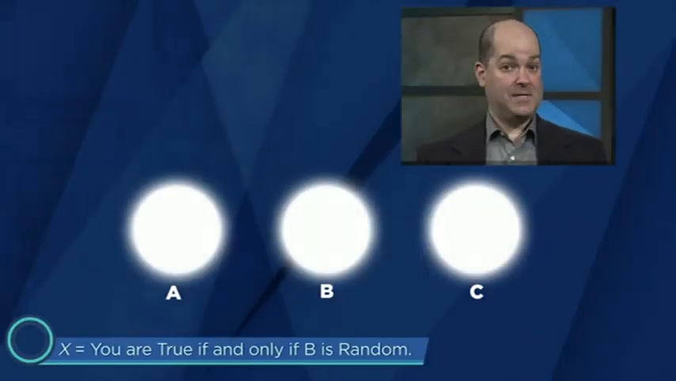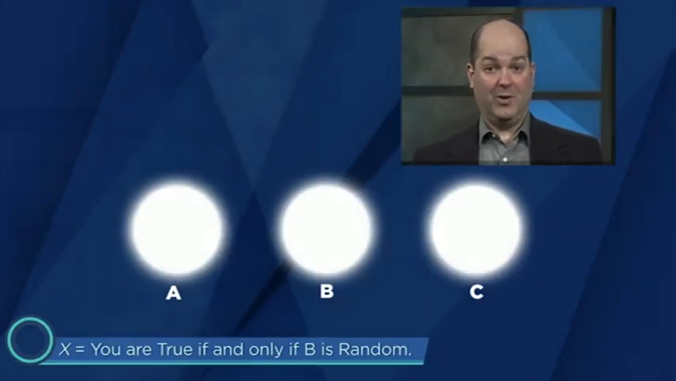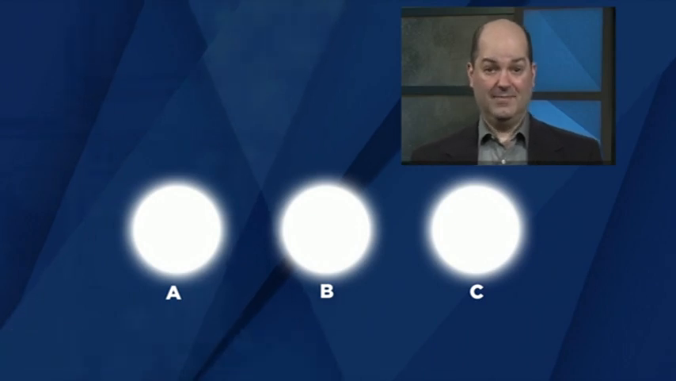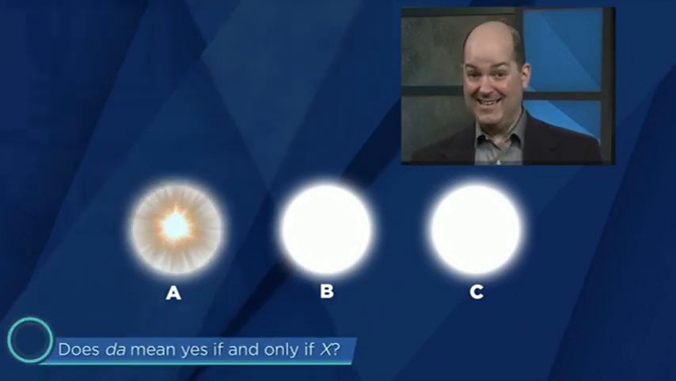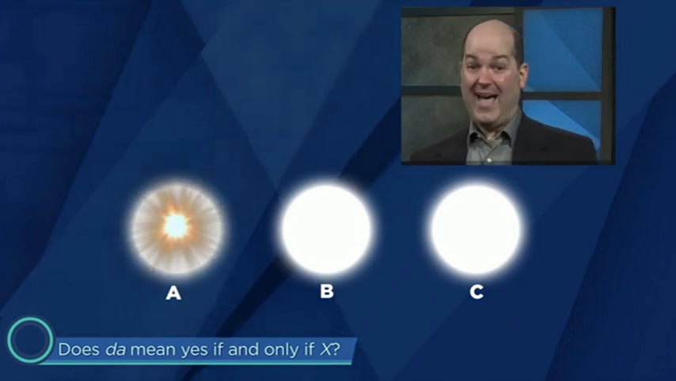So all that's left is to find a first question that definitively identifies one God as not random. It's actually this step that causes most of the complexity. For this purpose, Boolos came up with this. We'll let X be the assertion, "you are true if and only if B is random." And we now ask A, "does da mean yes if and only if X?"